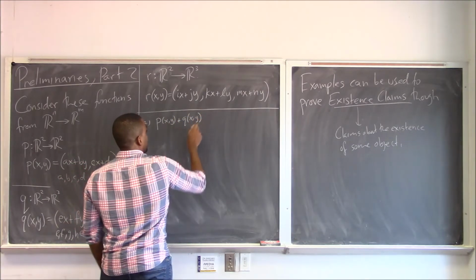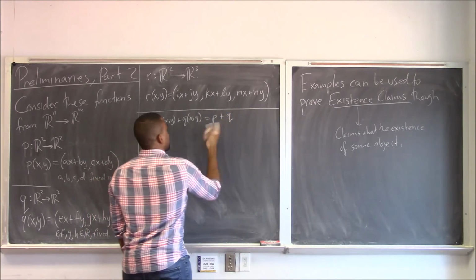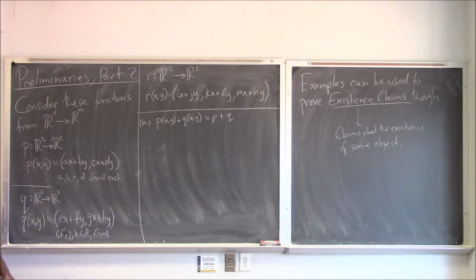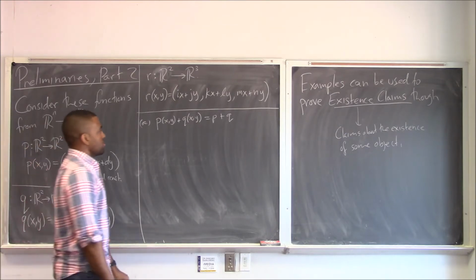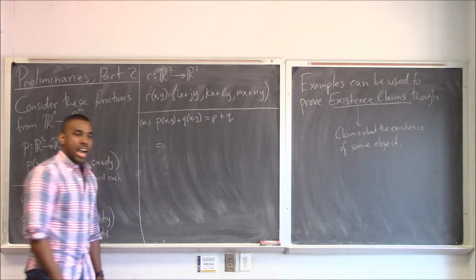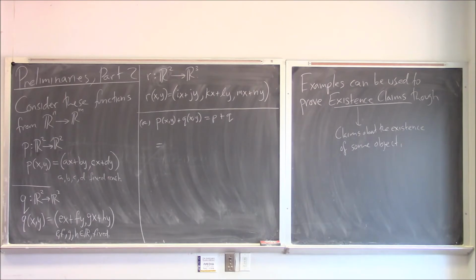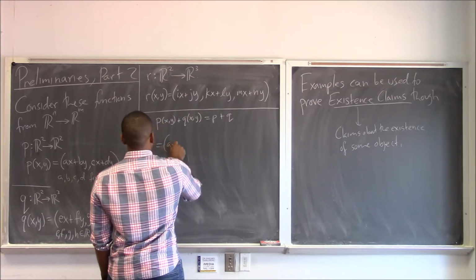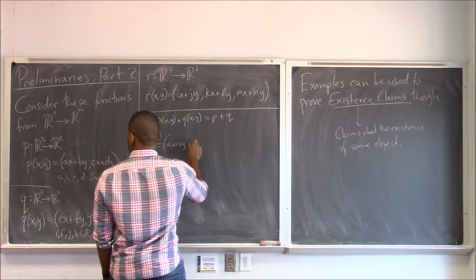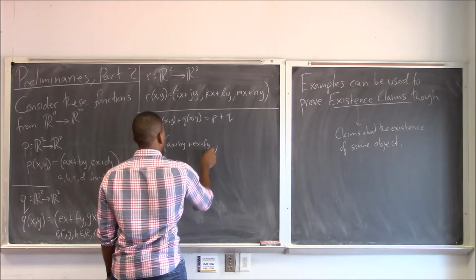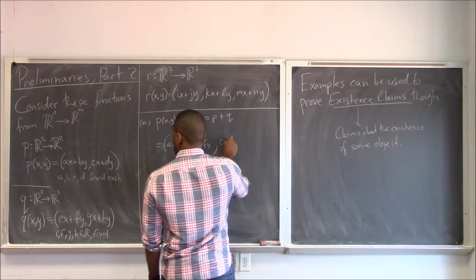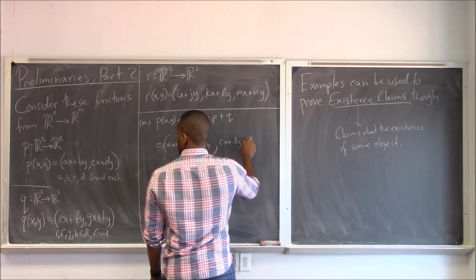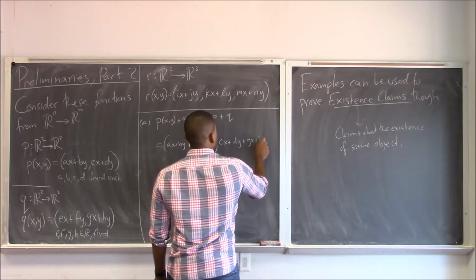Tell me what is P plus Q, which I'll shorten them as P and Q from now on. How do you add functions? How do you add vectors? Components. You add component-wise, right? So you add the x components together. This is ax + by + ex + fy, comma, you add the y components together. cx + dy + gx + hy.